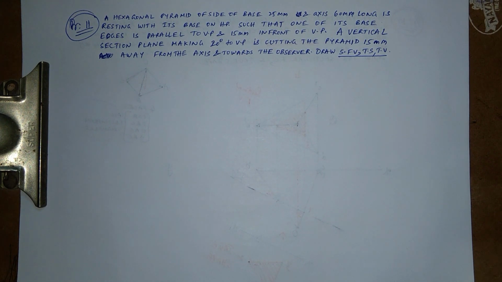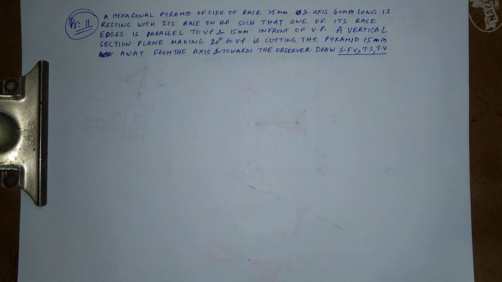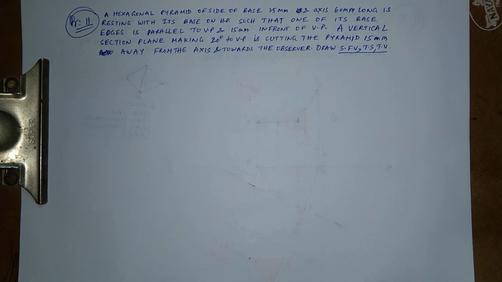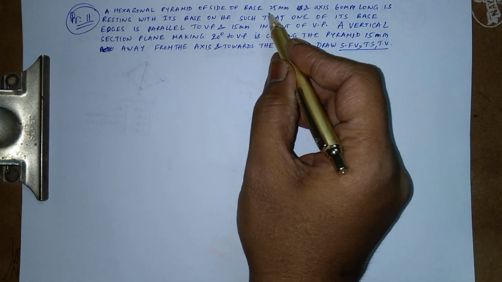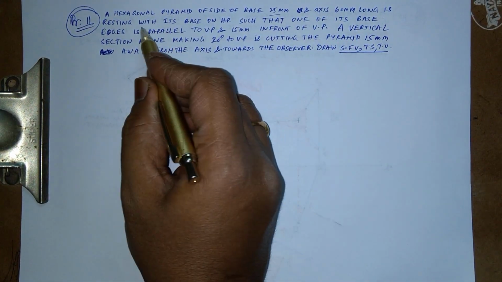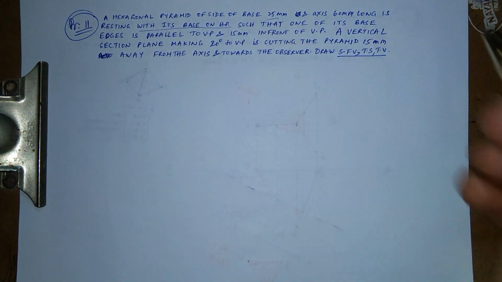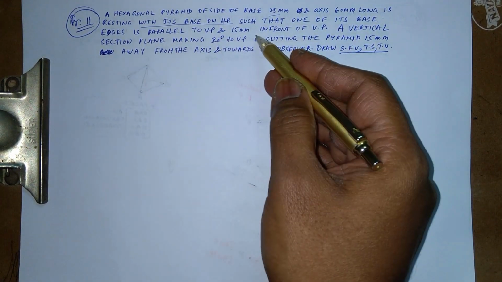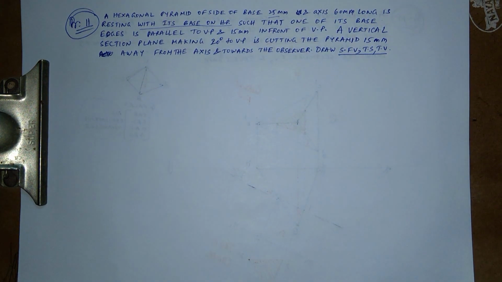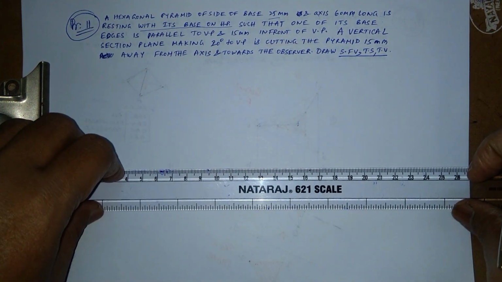This is similar to what we have done earlier, but it's quite different. Okay, the base is not in the VP but the base is in the HP. This is the only difference. Okay, axis 60, 25 base, resting with its base on HP. Remember this. Okay, and then one of the base edges is parallel to VP and 15 mm in front of VP. So let me get the base shape first step.